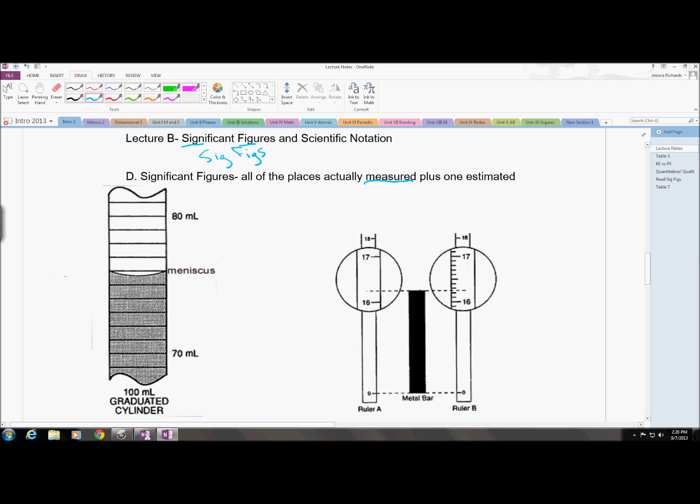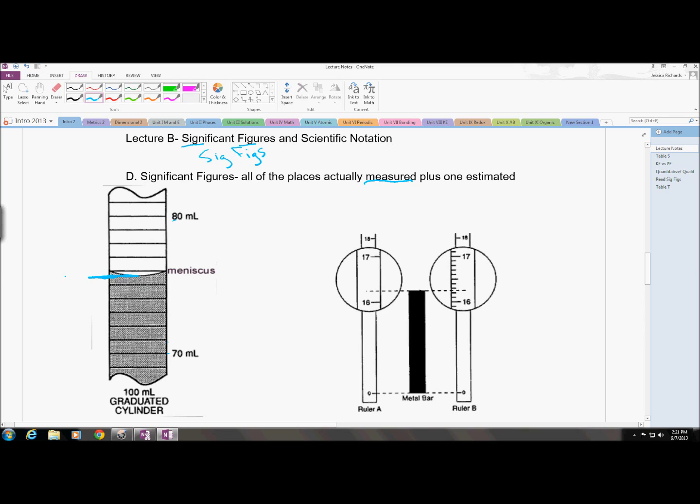it's marked, here's 70, so that's 1, 2, 3, 4, 5, 6, 7, 8, 9, 10, there's 80. So each one of these represents the ones place. Okay, so 70, 71, 72, 73, etc. The proper way to read a graduated cylinder is to get at eye level and read from the bottom of the meniscus. So pretend I drew a straight line there. And then you're going to try to be as accurate as you can.